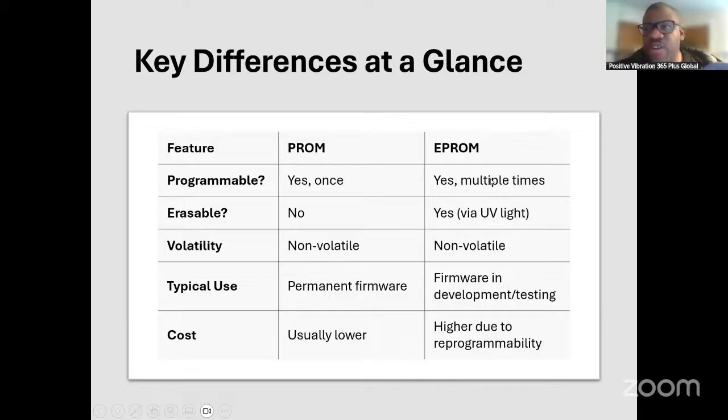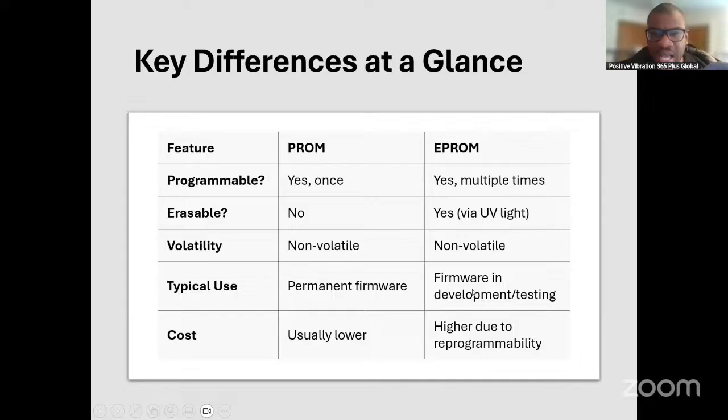It cannot be erased, whereas EPROM can be, and it uses something called UV light, ultraviolet light. In terms of volatility, both of them are non-volatile, which means they retain the data after the computer or the embedded system is turned off. PROM is used for permanent firmware, things like a calculator that will always be a calculator, cannot be updated.